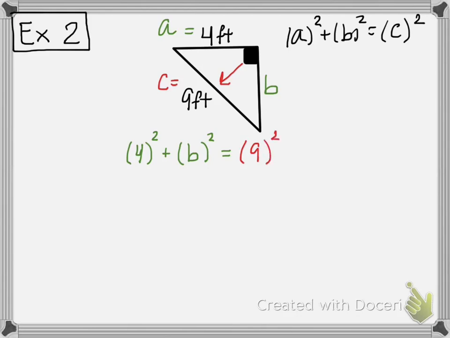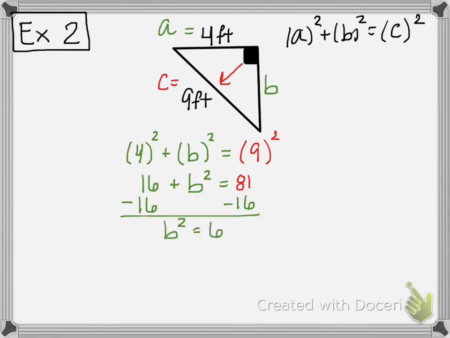Okay, our second step is to do what math we can. So 4 squared is 16, plus we can drop those parentheses, b squared equals 9 squared, which is just 81. Okay, third step, just like in the first example, get that b squared by itself. So subtract 16 on both sides, and I'm left with b squared equals 65.